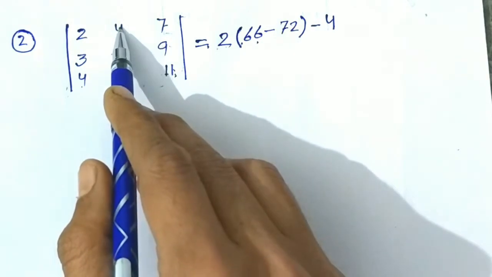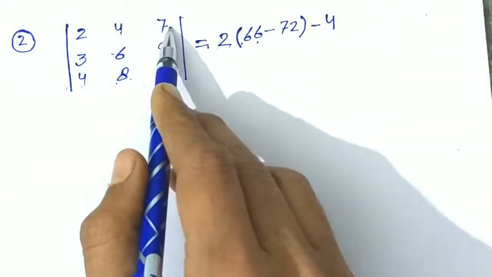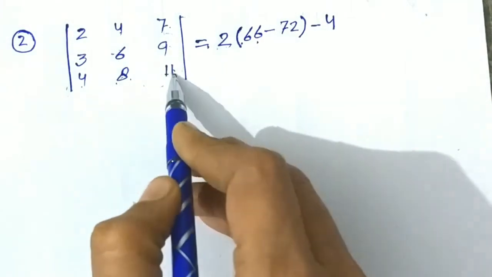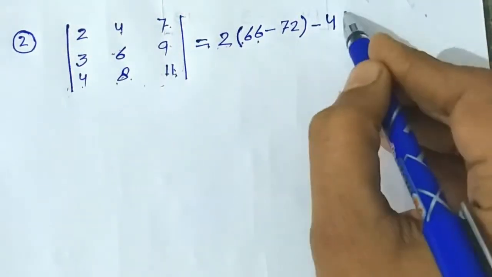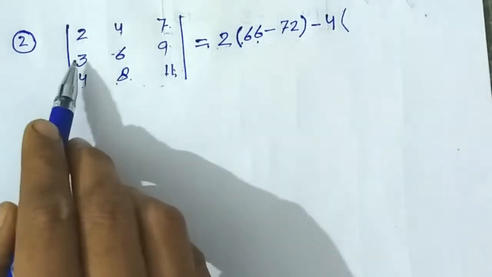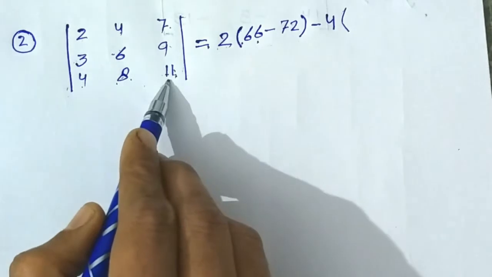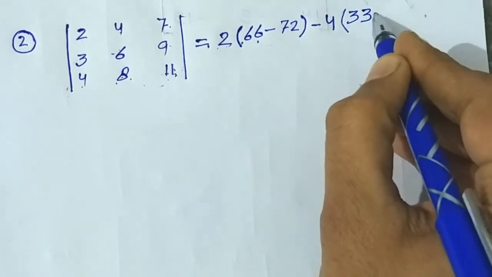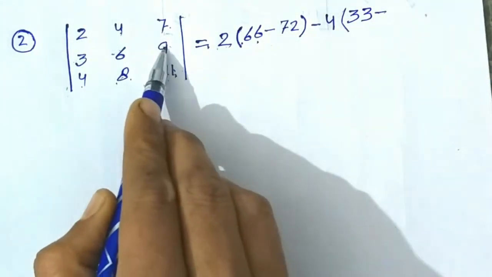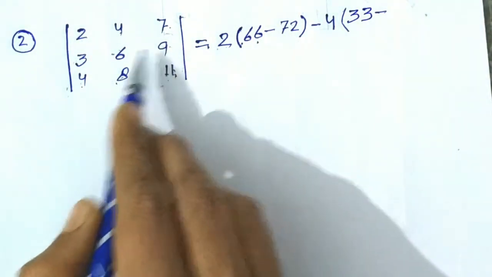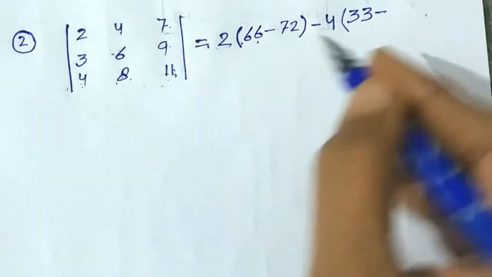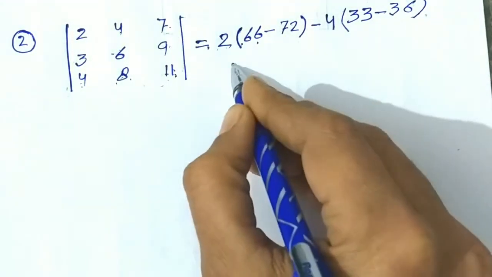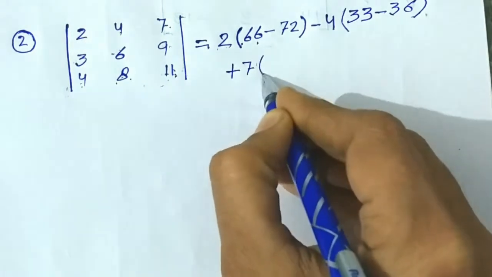Now we eliminate in mind the column and the row in which this particular element lies. So this row and this column vanish, and these four elements are left. We multiply them in the same way as we did for the first element. The first product is of 3 and 11, 33, then minus, and the second product is taken from top right to bottom left, so 9 fours are 36. Then the next element is taken with a positive sign, so plus 7, put the bracket.